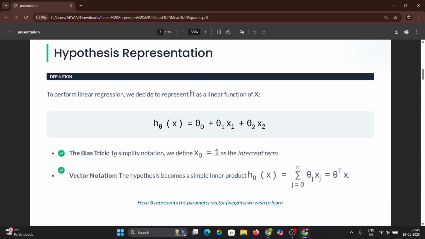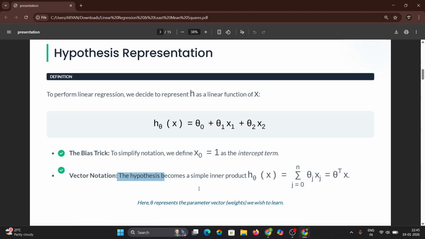The bias trick. To simplify notation, we define x naught equal to 1 as the intercept term. To make all the notation in terms of weights, we set x naught equal to 1, then theta naught also becomes a weight. Theta naught also belongs to the weights, so that we can represent it in the form of a matrix or vector.